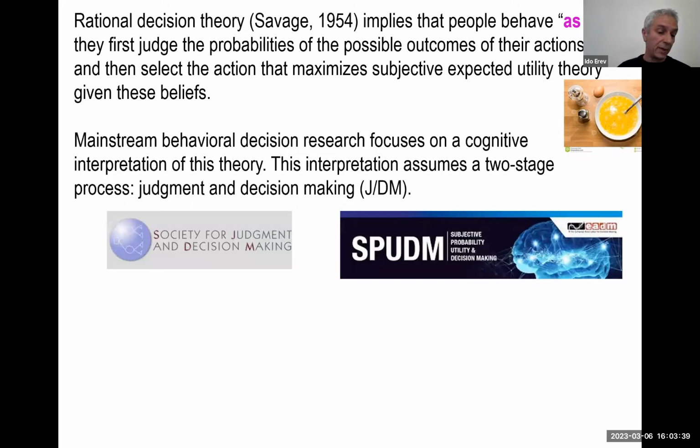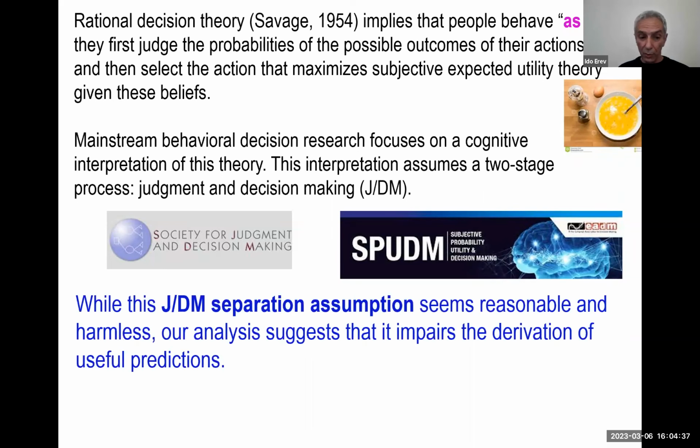Mainstream research in behavioral economics focuses on a cognitive interpretation of the theory. Specifically, this cognitive interpretation ignores the as-if part and actually treats the theory as a two-stage cognitive process: judgment and then decision-making. In particular, most research focuses either on judgment or on decision-making. This separation is reflected by the name of the biggest conference in this area, Judgment and Decision-Making. It includes sessions on judgment and then sessions on decision-making. And the European conference is called SPUDM, Subjective Probabilities, Utilities, and Decision-Making.